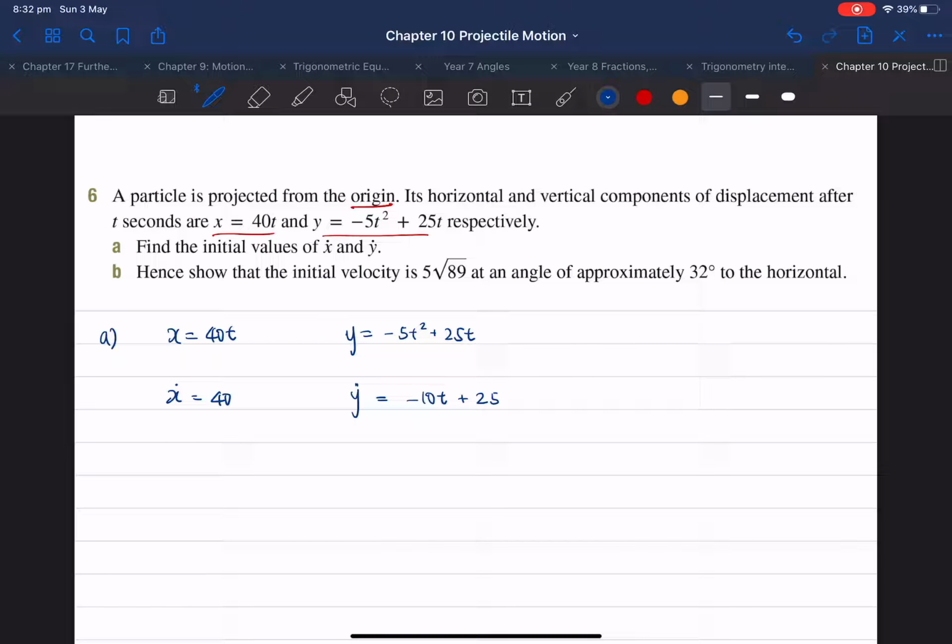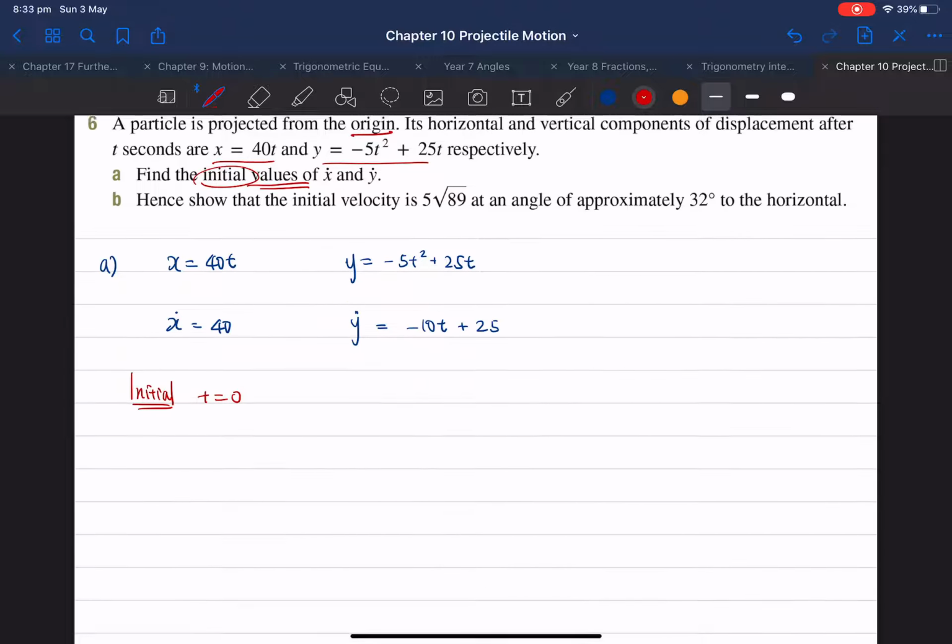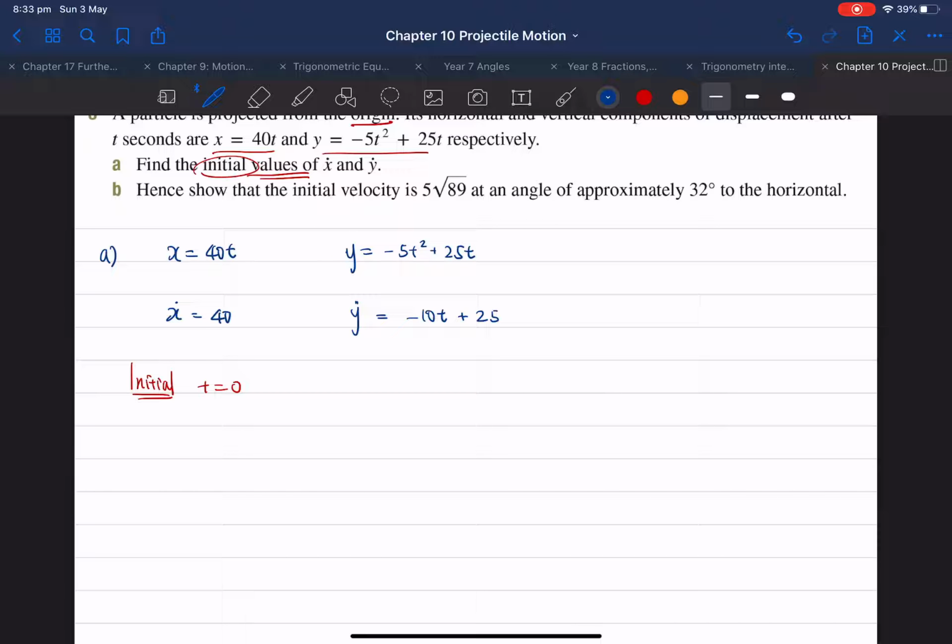The reason for that is you have to pay attention to the key words here. Initial values. Initial values means when time equals 0. Very, very important. Time equals 0. We're going to find the initial velocity when time equals 0. So x dot is still equal to 40, because when t equals 0, this is independent of t. As you can see, there's nothing there, just 40 by itself. So it's independent of t, so don't worry about that.